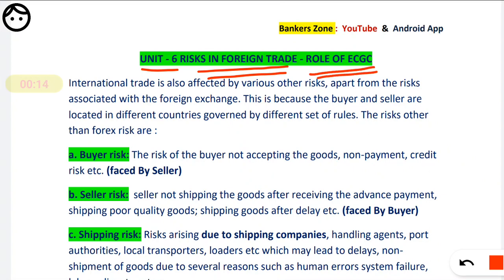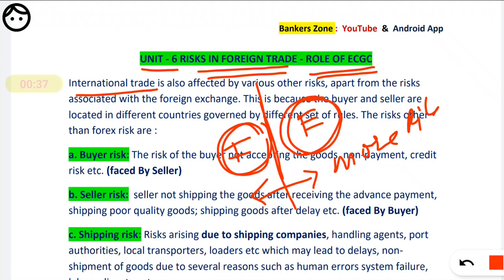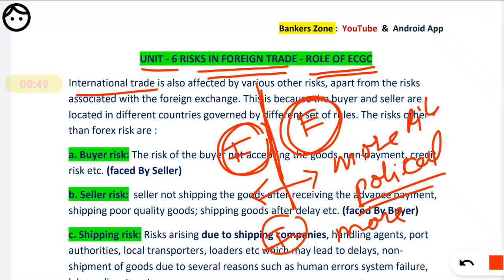So friends, in international trade there is an importer in one country and an exporter in another country, right? So there are two different countries involved, so there will be more risk, because the importer and exporter are in different countries and there may be a different political scenario. That's why in international trade there is more risk.